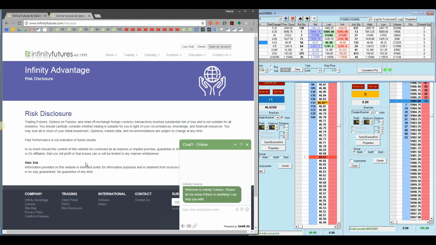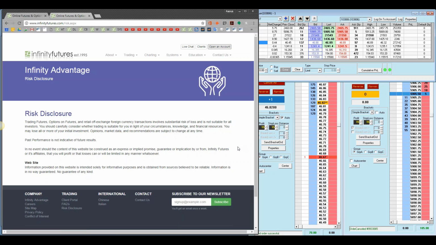Trading futures, options on futures and retail off-exchange foreign currency transactions involves substantial risk of loss and is not suitable for all investors. You should carefully consider whether trading is suitable for you in light of your circumstances, knowledge, and financial resources. You may lose all or more of your initial investment. Opinions, market data, and recommendations are subject to change at any time. Past performance is not indicative of future results.